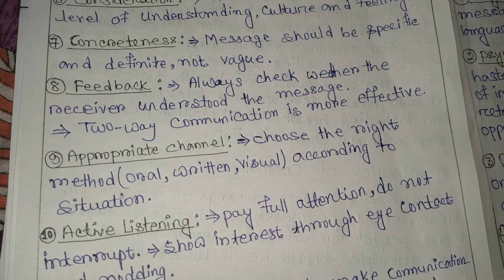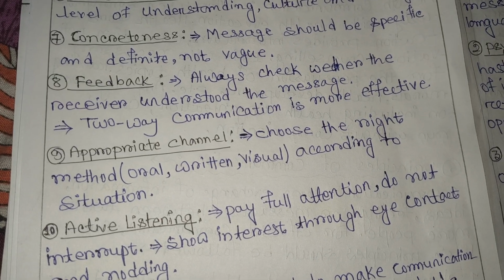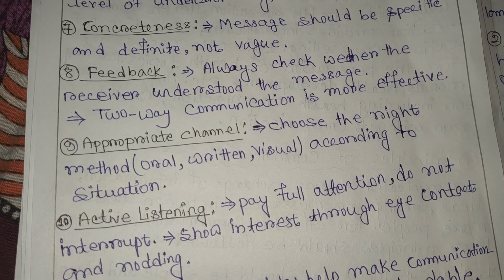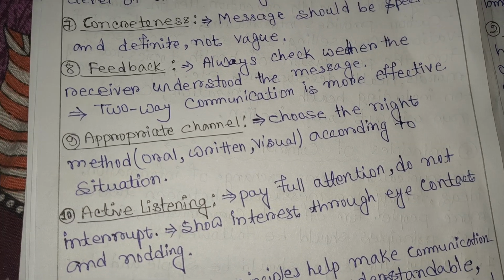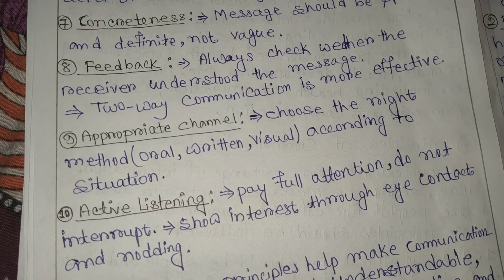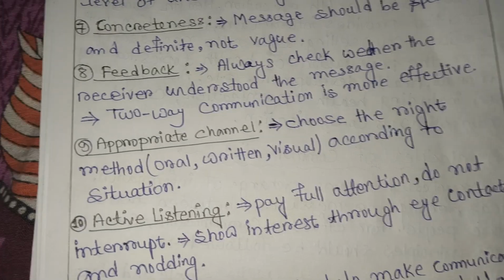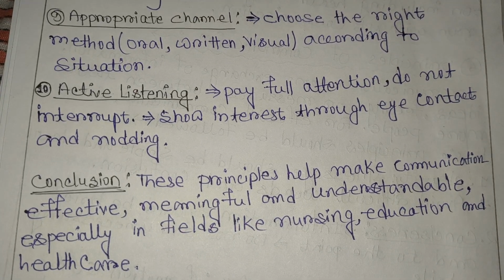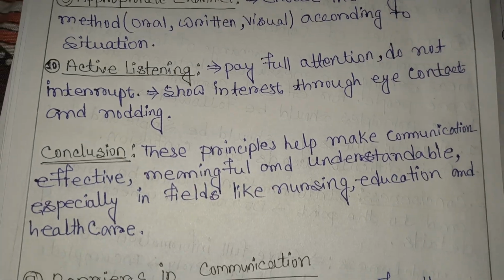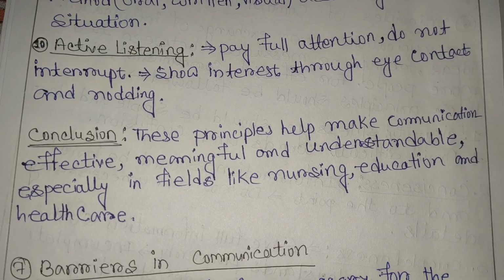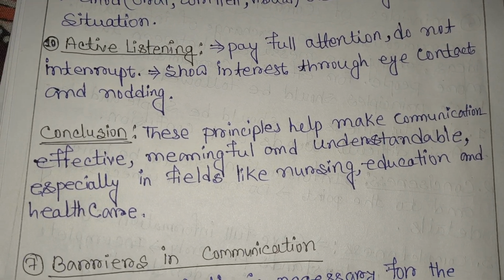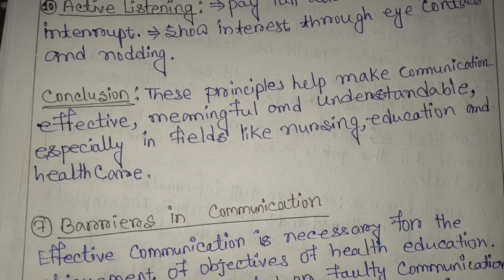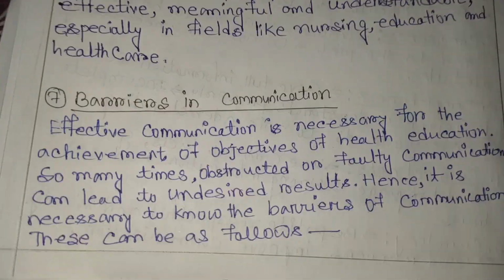Concreteness: a message should be specific and definite, not vague. Feedback: always check whether the receiver understood the message. Two-way communication is more effective. Appropriate channel: choose the right method, oral, written, or visual, according to the situation. Active listening: pay full attention, do not interrupt. Show interest through eye contact and noting. Conclusion: these principles help make communication effective, meaningful, and understandable, especially in fields like nursing, education, and healthcare.